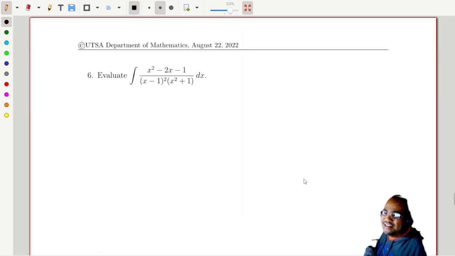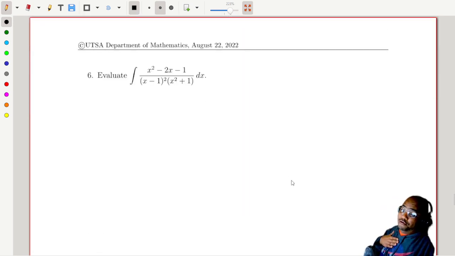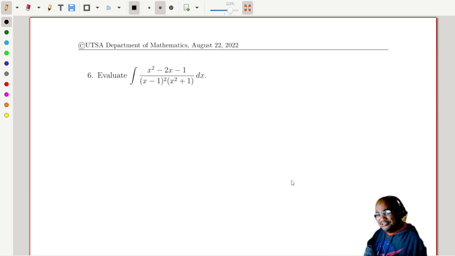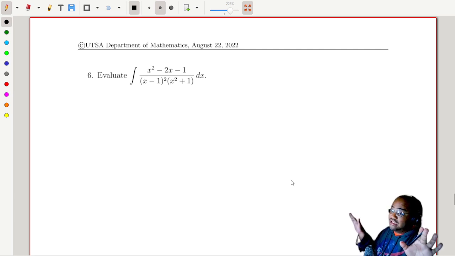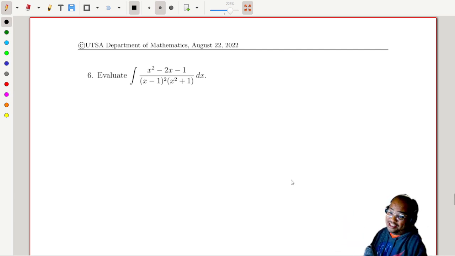Let's look at something like this one. Oh, okay, this looks a little more familiar. Oh, thank goodness. Okay, so I wanted to look at this integral here: x squared minus 2x minus 1 over (x minus 1) squared times (x squared plus 1). So this one's already factored, and yes, I can use the method.